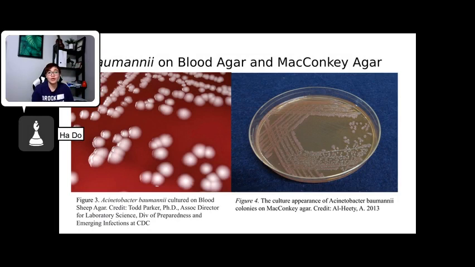Figure 3 shows another view of Acinetobacter baumannii on sheep blood agar, but now with colors. We can see that the colonies appear pale or white over the red media. And figure 4 shows the same pathogen, but now cultured on MacConkey agar, in which the colonies have a light pink color over the light yellow media.